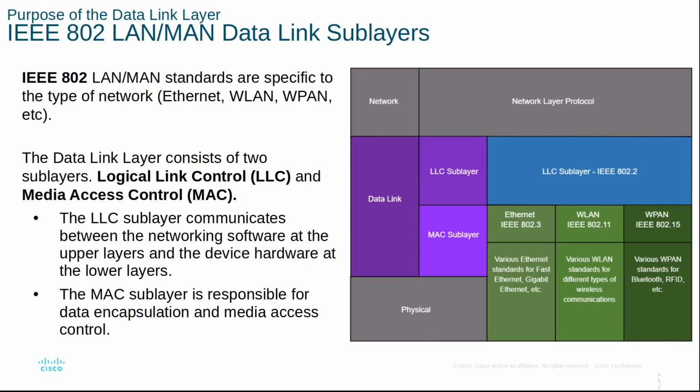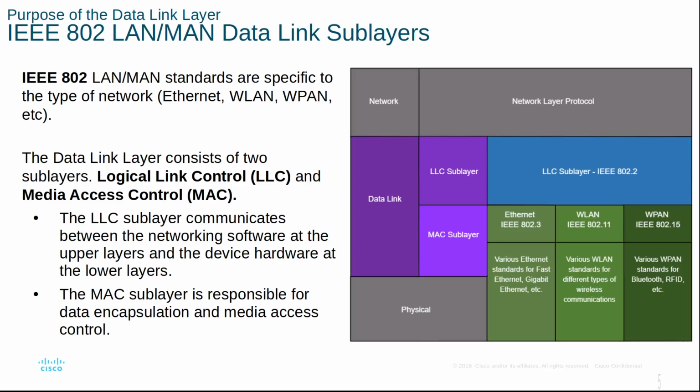And we actually logically divide the data link layer into two sub-layers. The LLC, or logical link control, and the MAC, the media access control sub-layers. So the LLC is the sub-layer of the data link layer that's responsible for communicating between your networking software at the upper layers and the device hardware at the lower layers. The MAC sub-layer is purely responsible for encapsulation and controlling access to the media.